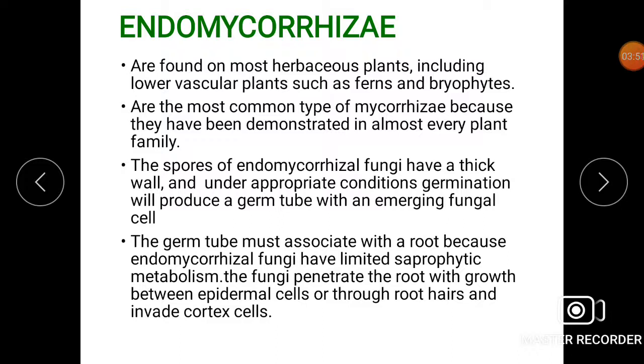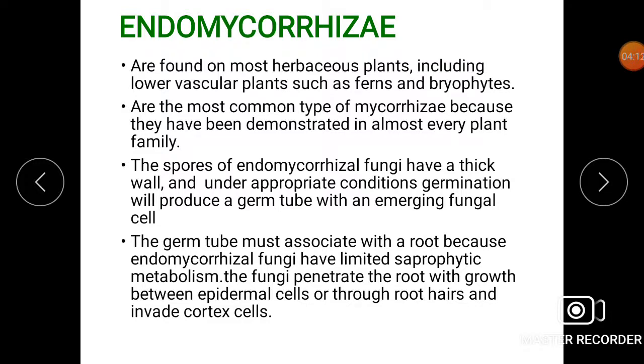The second one is endomycorrhizae. They are found on most herbaceous plants, including lower vascular plants such as ferns and bryophytes. They are the most common type of mycorrhizae because they have been demonstrated in almost every plant family.